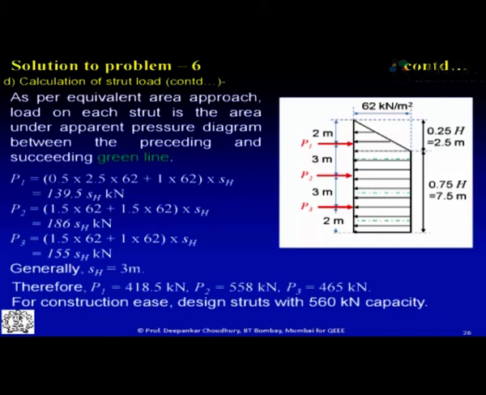And depending on your horizontal spacing of these struts, we can assume that horizontal spacing of 3 meter will be given. Accordingly, these are the 3 strut loads, and among those 3 strut loads, whichever is maximum, obviously you can simply design for that and put the struts accordingly.